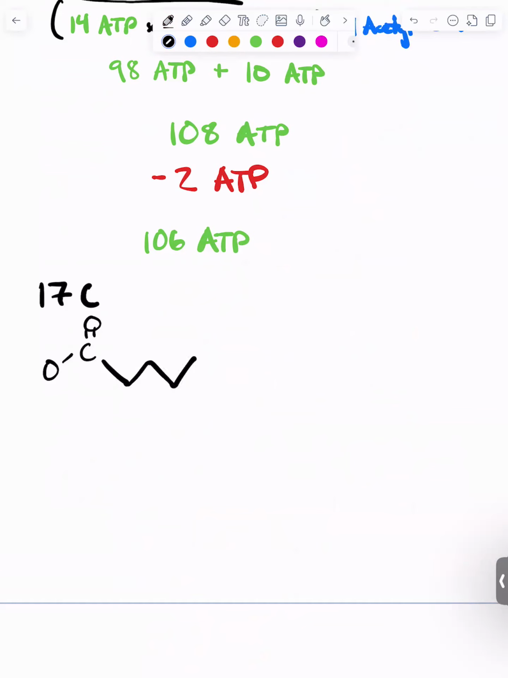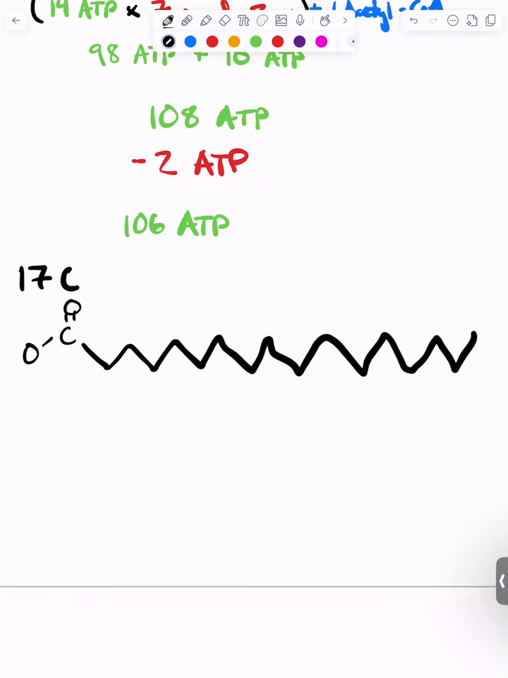1, 2, 3, 4, 5, 6, 7, 8, 9, 10, 11, 12, 13, 14, 15, 17. Okay, now I have my 17 carbon chain. I'm going to double check that I've written it correctly by labeling the carbons.